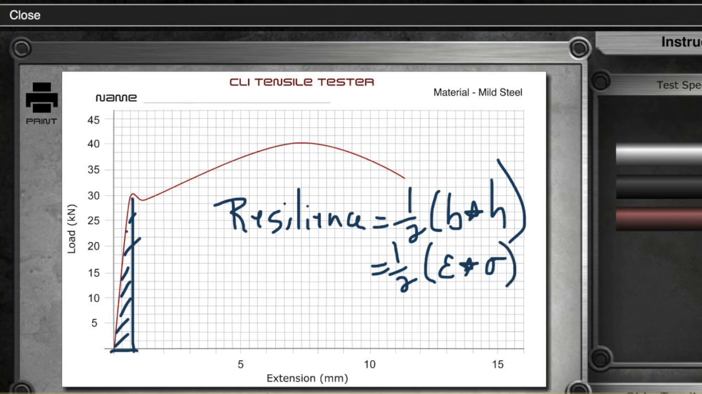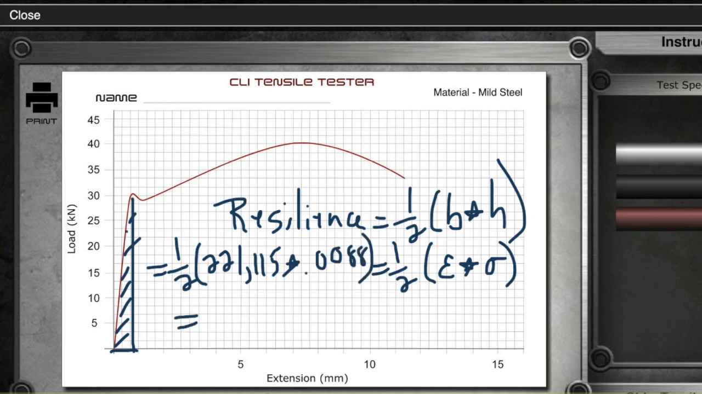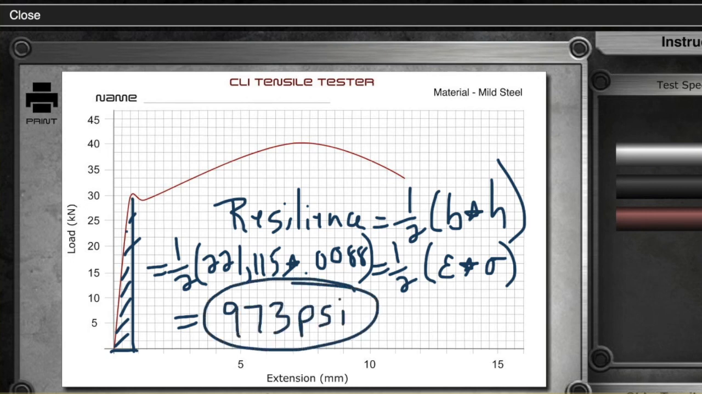Okay, so I do 1/2 times the stress, which was 221,115, times the strain, which was 0.0088, and so that would give me a resilience of about 973 psi. I really hope I did calculate all these out. So if you're going through this video and you find a mistake I made, please post in the Discord channel and I'll try to put a correction on there. But I think I did everything right.